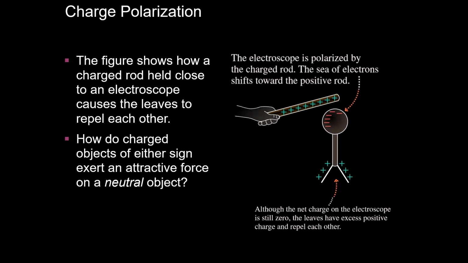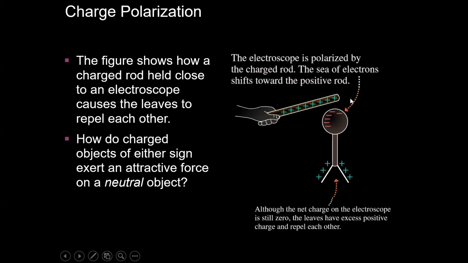Now, what is charge polarization? Okay, so you have these little leaves down here. That little thing that looks like something from biology or chemistry, that's called an electroscope. Basically, it's a way to tell if an object is positively charged or negatively charged. Those things at the bottom that are kind of bent outward, those are these little leaves.